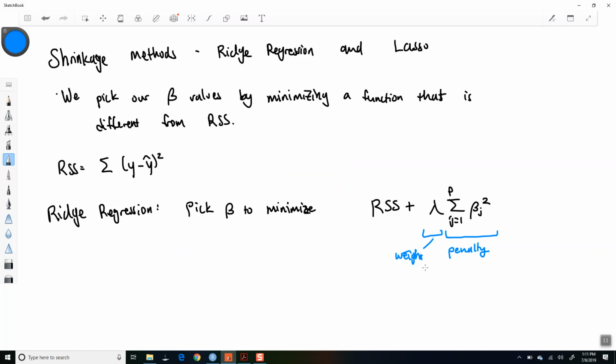And so now when we pick the betas, if we pick a large beta, this thing goes up. So what this effect has is, if the coefficient beta is big, then this term, lambda beta j squared, will get bigger as well.